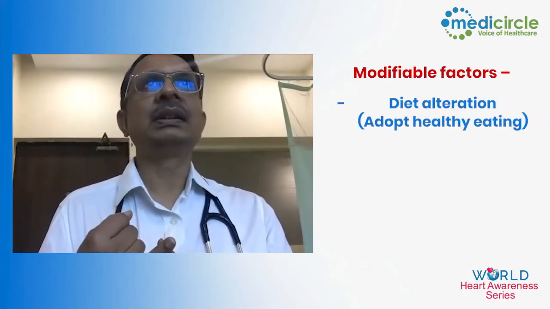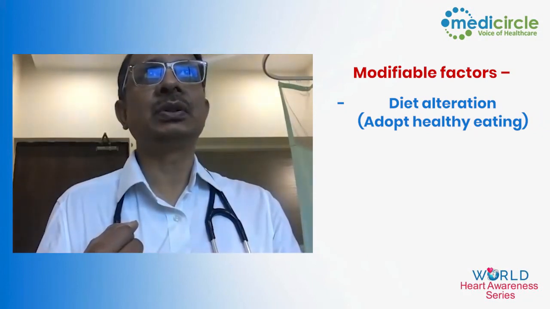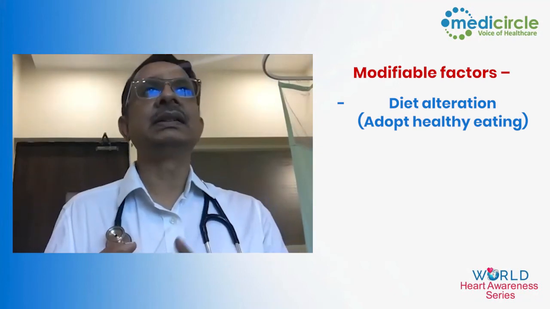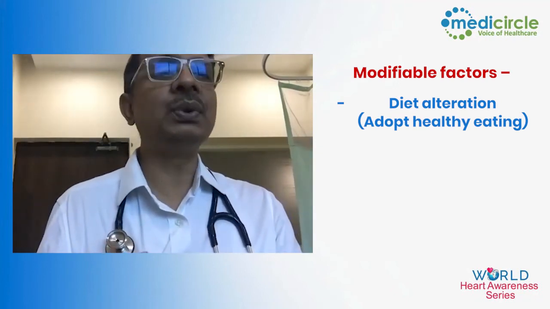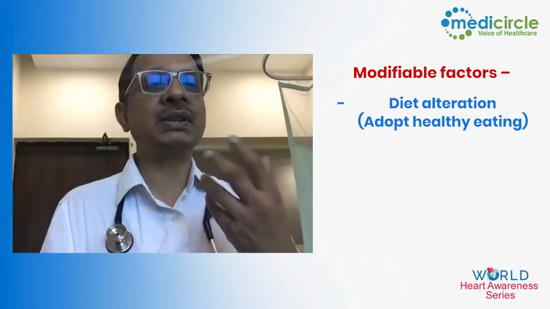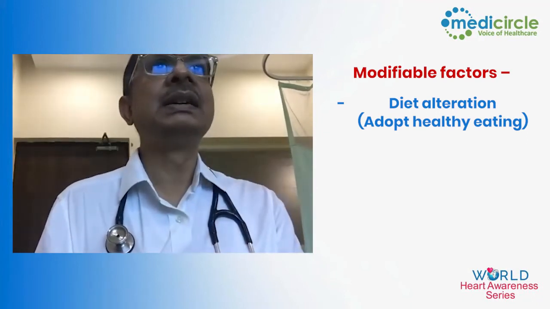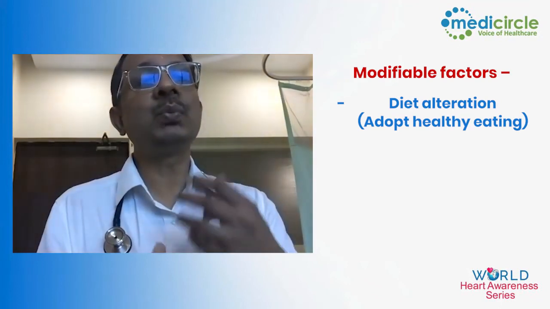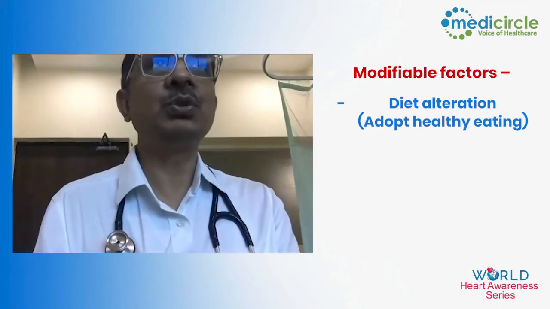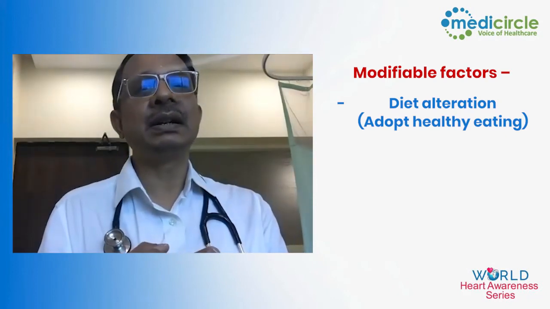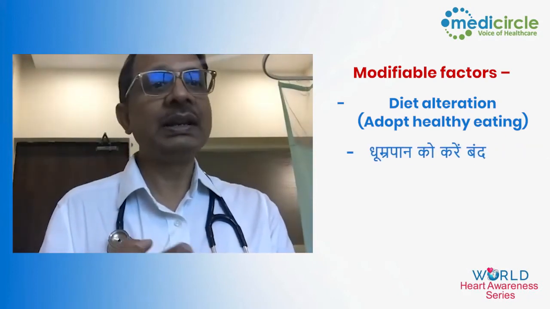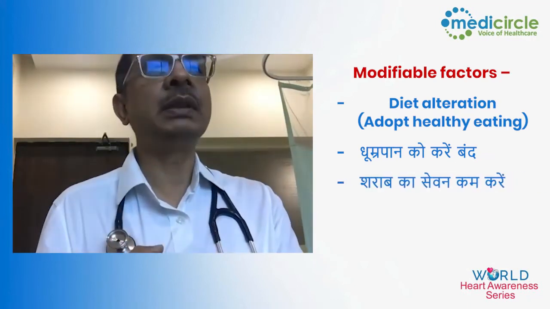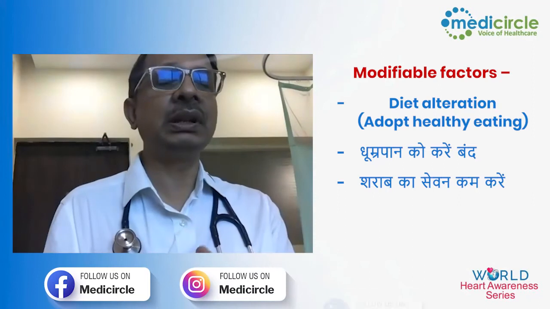One, the unhealthy diet, as we say, junk food, fast food. Then oily food. Especially processed food, processed carbohydrates, processed fat, all these more processed foods should be avoided. Then if the person is smoking, that smoking should be stopped. Alcohol intake should be in moderation. It should not be heavy alcohol use.